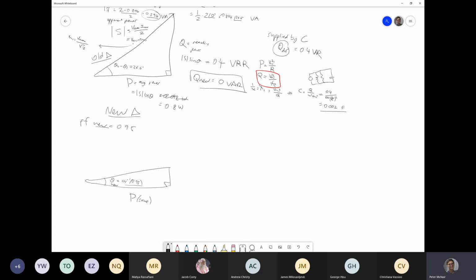And if P stays the same, then Q is equal to P tan theta nu. And that gives us Q nu. So that's all that you would need to do if the power factor wasn't 1. But here they've told us that PF nu equals 1. So theta nu would be 0 degrees. Cool. Okay, good question.